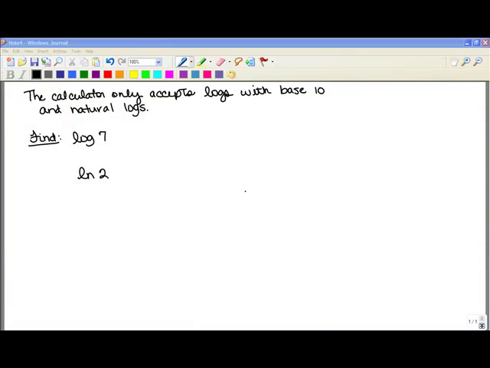This video will teach you how to find logs in the calculator and the change of base formula. The calculator only accepts logs with a base of 10 and natural logs. For example, we need to find a log of 7 and the natural log of 2.